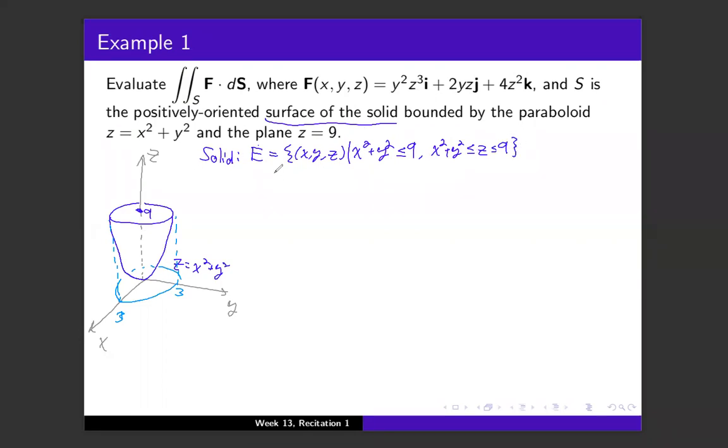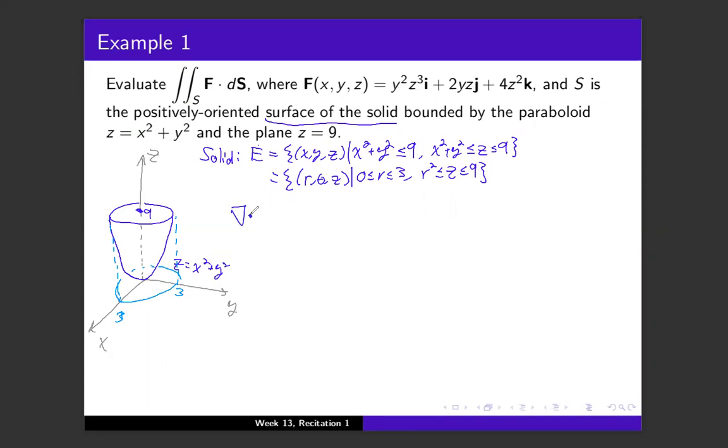So now if you want, you can also write this in cylindrical coordinates. Might not be a bad idea. That would be r, theta, z, so that we have r, our radius, between 0 and 3, and z is between r squared and 9. Both of these are perfectly valid expressions for doing this.